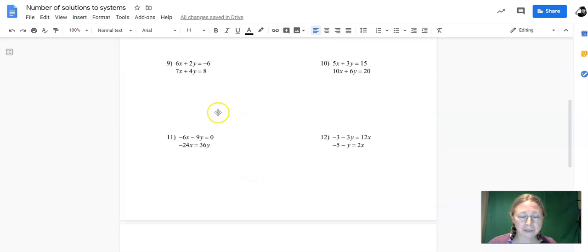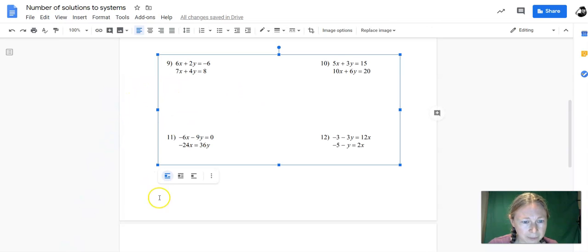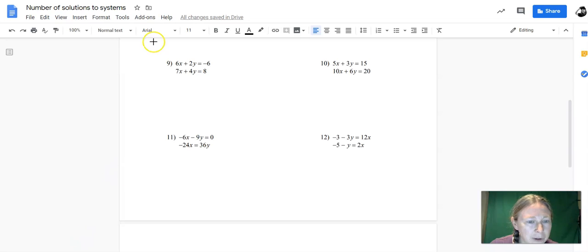Let's take a look at a couple of these examples just to illustrate that. In this first example, we've got 6x plus 2y equals -6 and 7x plus 4y equals 8. With my elimination hat on, this 2y is half of the 4y, so I'm going to double the first equation. That gets me 12x plus 4y equals -12.